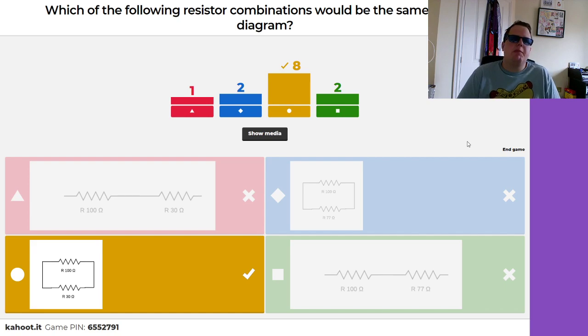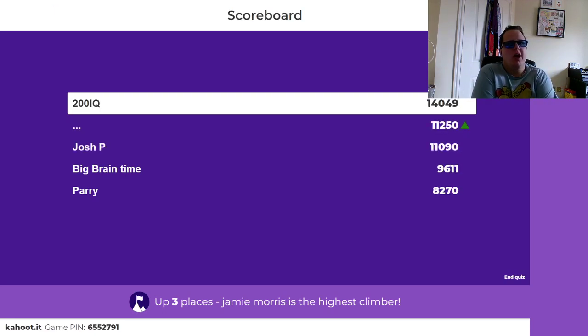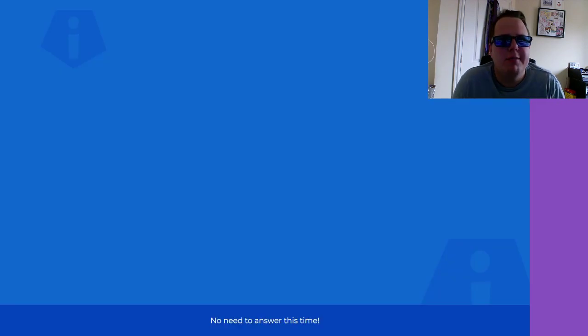Okay, well done to the 8 people who got that right. So yeah, this one would have given us a resistance of 130, no good. This gives us a resistance of 177. This one, I can't remember what it does off the top of my head, but yeah, this one is pretty damn close to the right answer, so that would do. Excellent. Okay, so well done, who's now in second place. Jamie Morris, our highest climber, up 3 places.